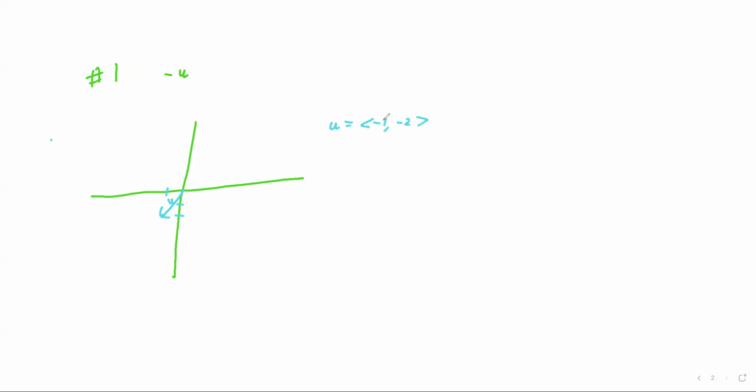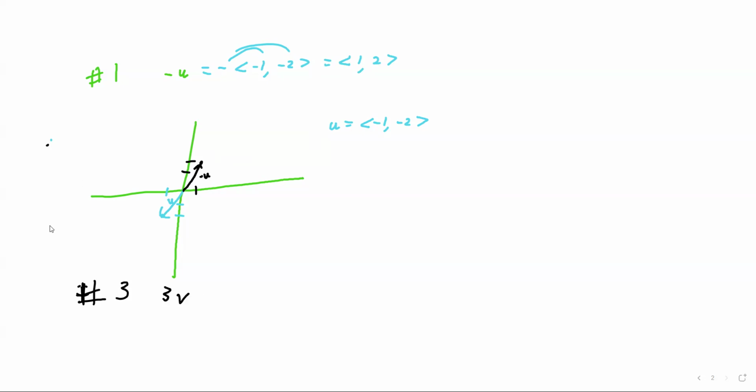So if I want the opposite of that, I would literally just apply the negative to said vector. And when I do this, I would just get 1, comma 2. So to graph that, I now have negative u. Let's look at another one with the same graph. So let's look at number 3, and this one is 3v.